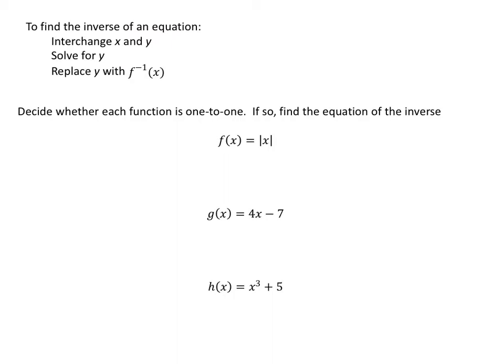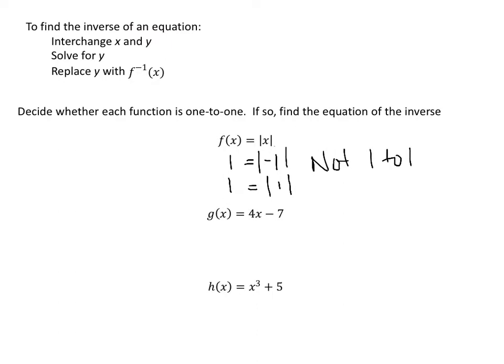I'm looking at the absolute value function, something really basic. If I put -1 in for x, I will get 1. If I put +1 in for x, I will get 1. So this is not 1 to 1. Done. A linear function, however, is 1 to 1.